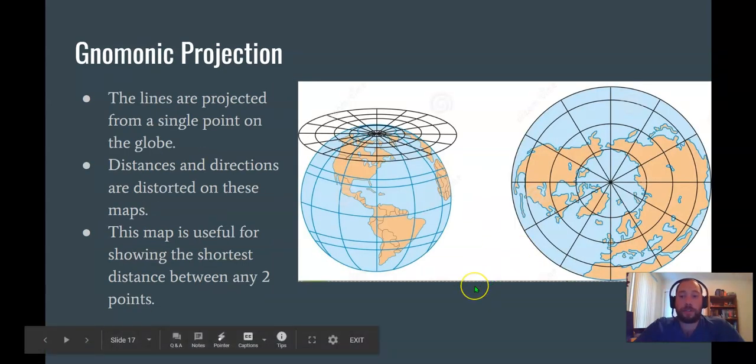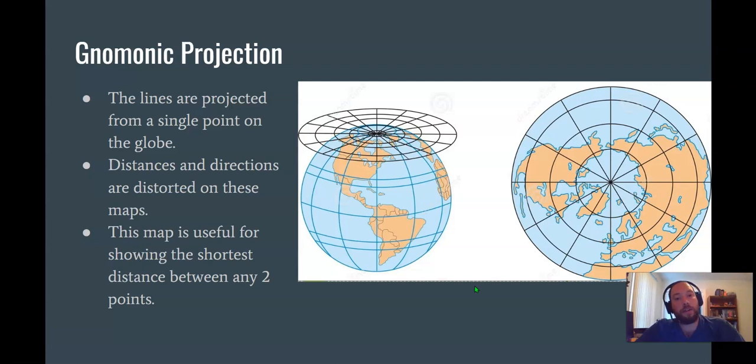Our next example is known as the azimuthal projection. And the lines here are actually projected from a single point onto the globe. So it's as if you were to have a bird's eye view of a specific area. The distances and directions are distorted on these maps, once again, the farther away you get from that point of contact. This map is useful for showing the shortest distance between any two points.